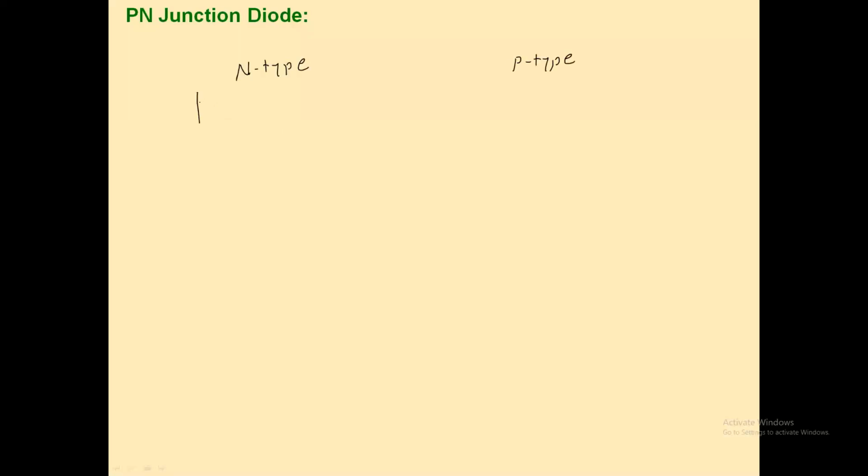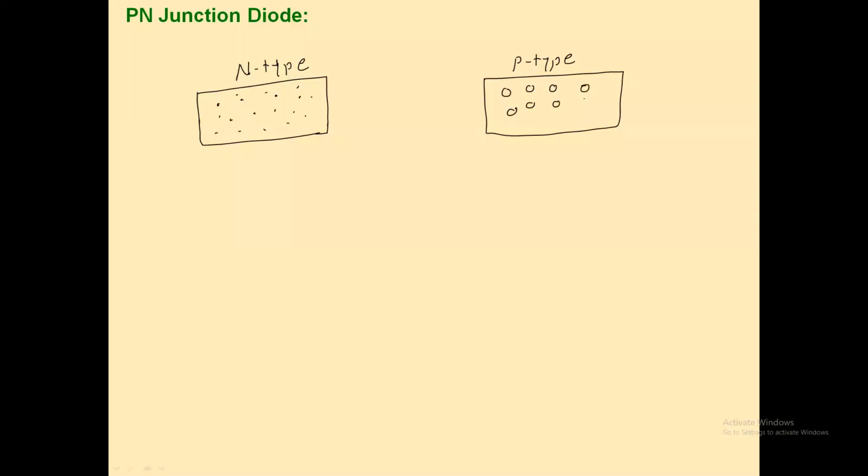If I consider one piece of an N-type semiconductor, may I know what the majority charge carriers are in an N-type and what the majority charge carriers are in a P-type semiconductor? What are the majority charge carriers in an N-type semiconductor? Electrons are the majority charge carriers in an N-type semiconductor. Similarly, holes are the majority charge carriers in a P-type semiconductor.